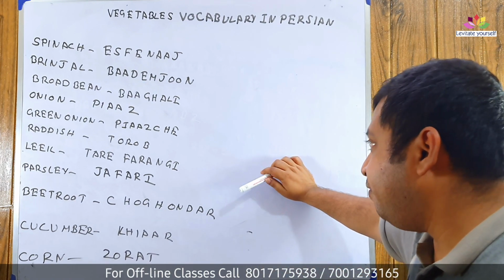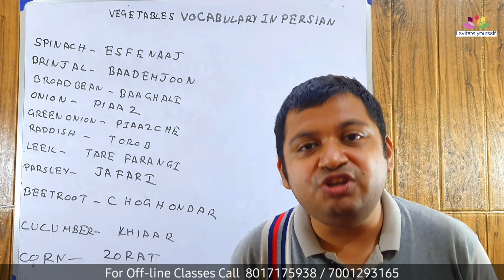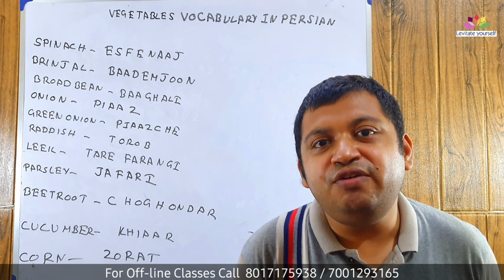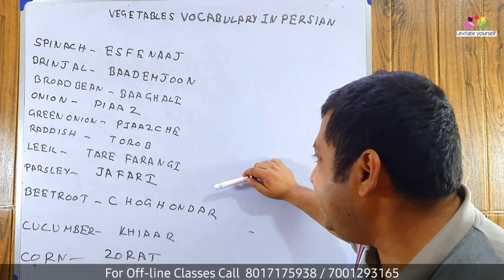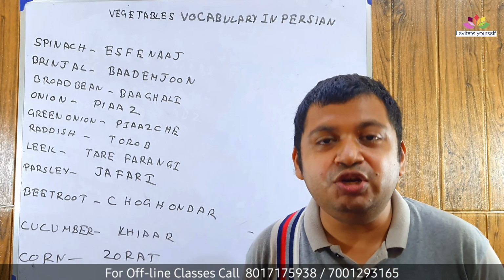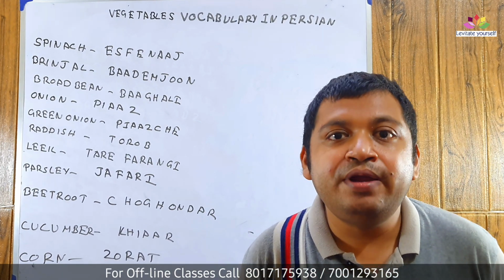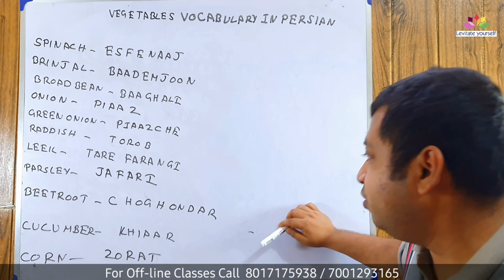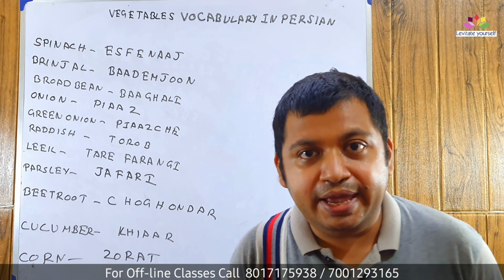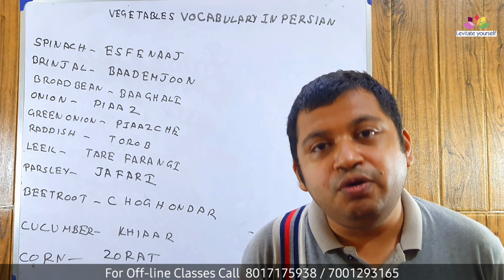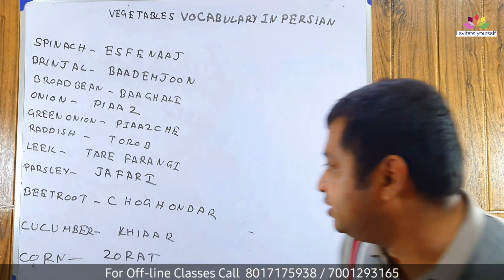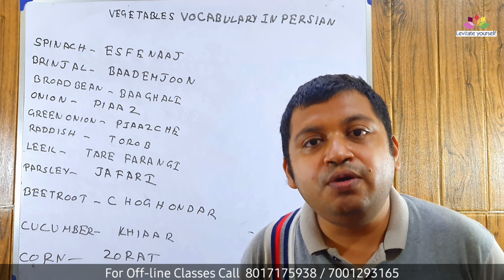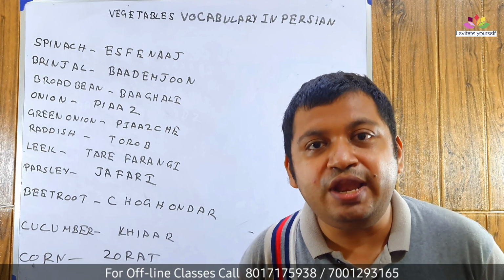Parsley, jofori. Let's pronounce it with me. Parsley, jofori. Move to the next word. Beetroot, chohandar. Let's pronounce it with me. Beetroot, chohandar. Move to the next word. Cucumber, khyar. Let's pronounce it with me. Cucumber, khyar. Move to the next word. Corn, zorat. Let's pronounce it with me. Corn, zorat. Now let's repeat it all again.